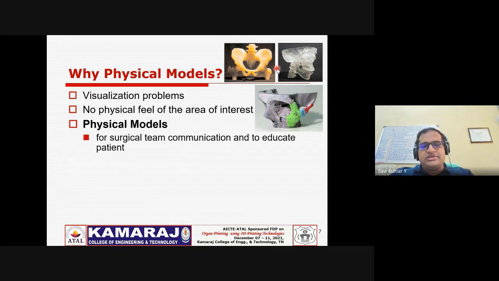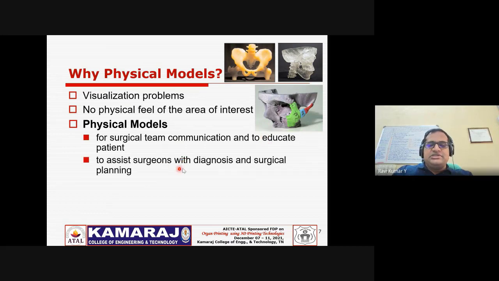Once you have the physical models, better communication will happen between the various departments of your surgical team. And you can even educate the patient, and it will assist the surgeon in diagnosis and surgical planning. So they can decide what tools or surgical devices they need to carry, and they can very well plan the surgery before they enter the operation theater.